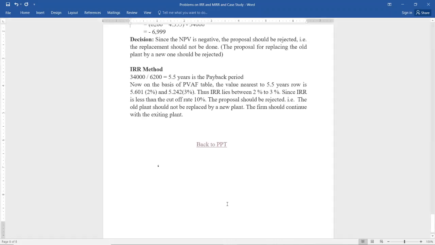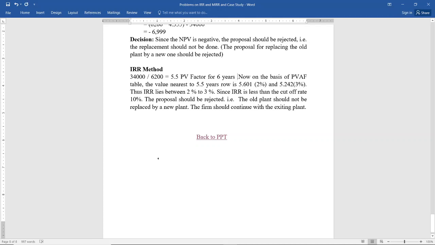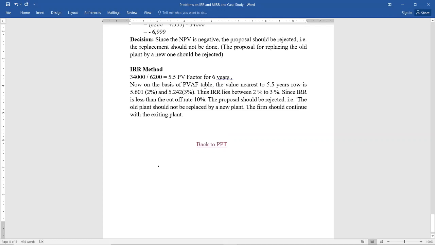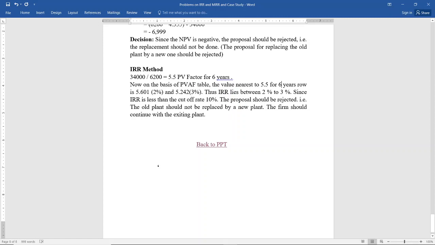Here there is a mistake. It is 5.5, the PV factor for 6 years. So you have to check. Now on the basis of the present value annuity table, the value nearest to 5.5 for the 6 years row is this.